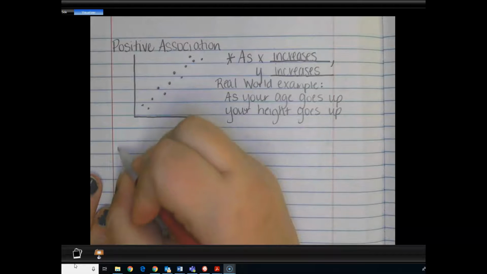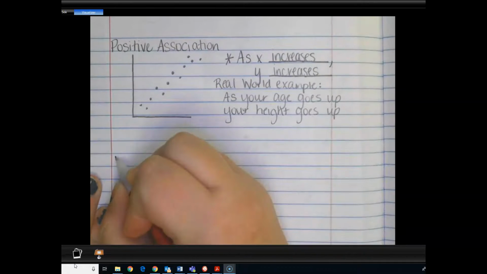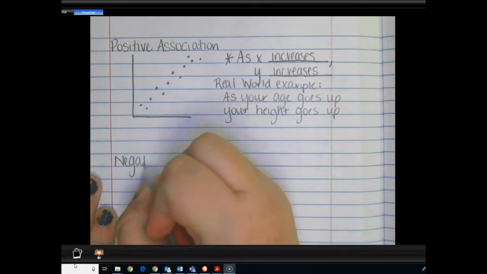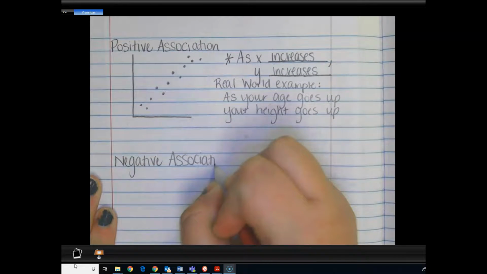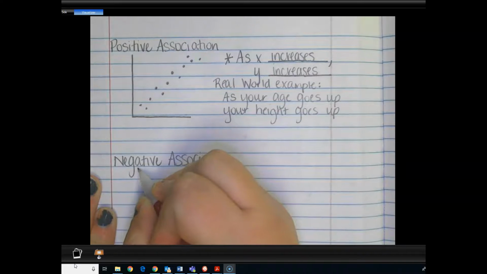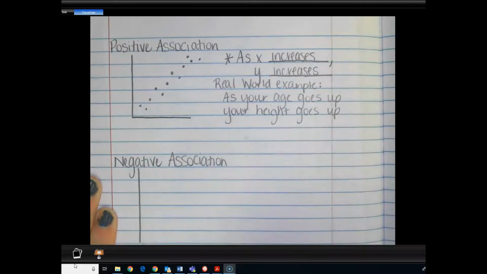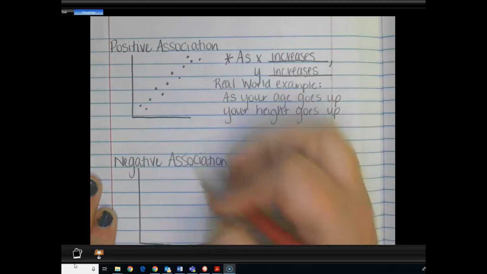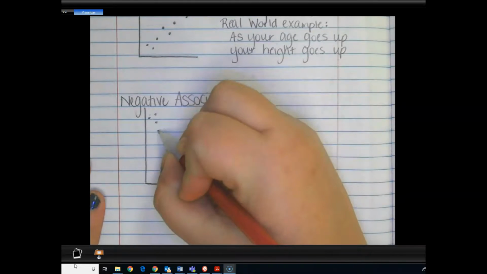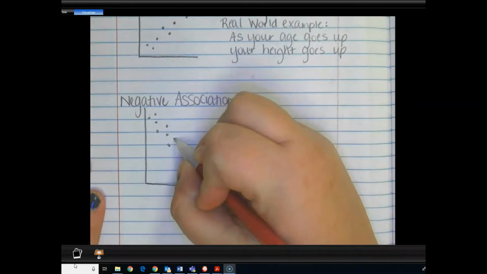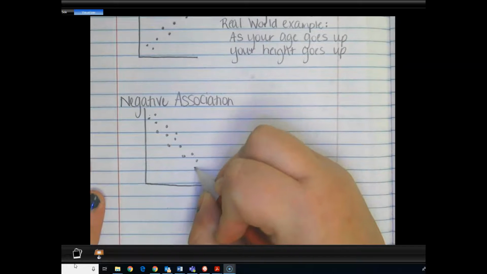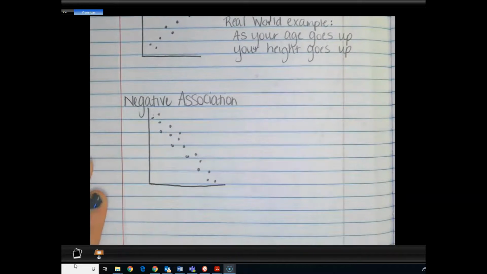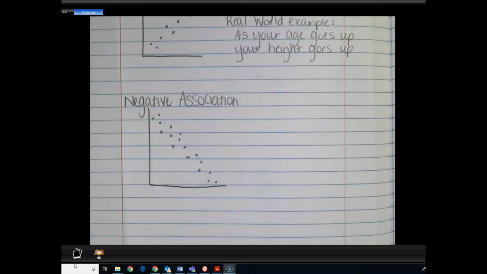All right, our next one is a negative association. Again, I'm going to draw a backwards L. But this time I'm going to start up high. Oops, sorry. And my dots are going to go down. Again, I made this one linear.